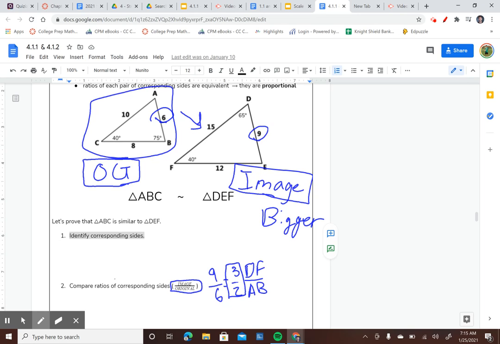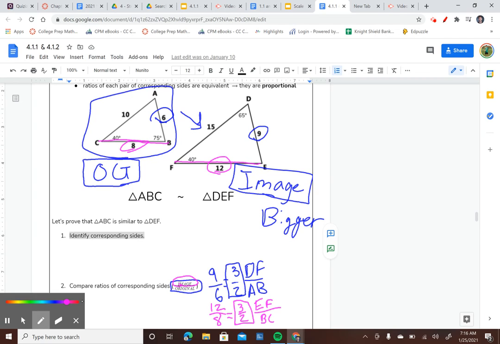Now we're going to take a look at E to F and B to C. Again, we're going to write it as the image on top. That's going to be 12, because that's E to F on top, and it's going to be over B to C, which is 8. So we have 12 from E to F, 8 from B to C, so 12 over 8. If we reduce 12 over 8, dividing them both by 4, we get 3 on top and 2 on the bottom. Notice we get the same ratio here, 3 over 2.